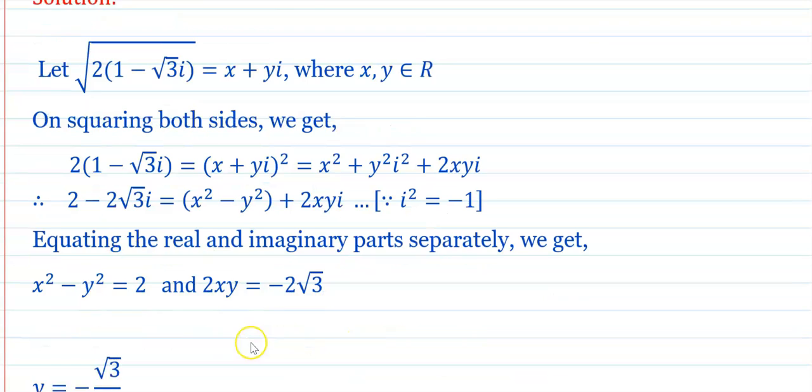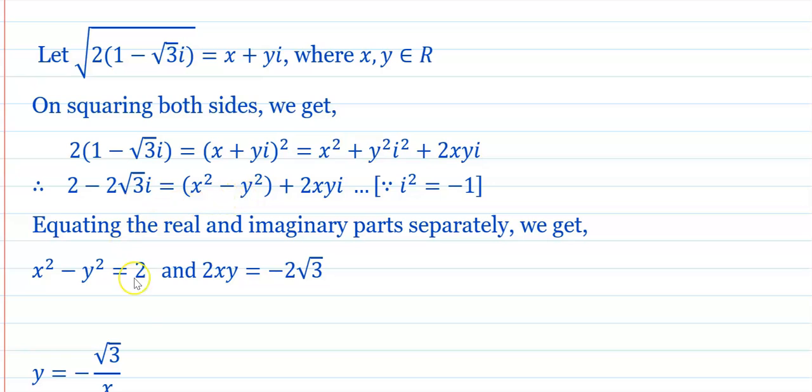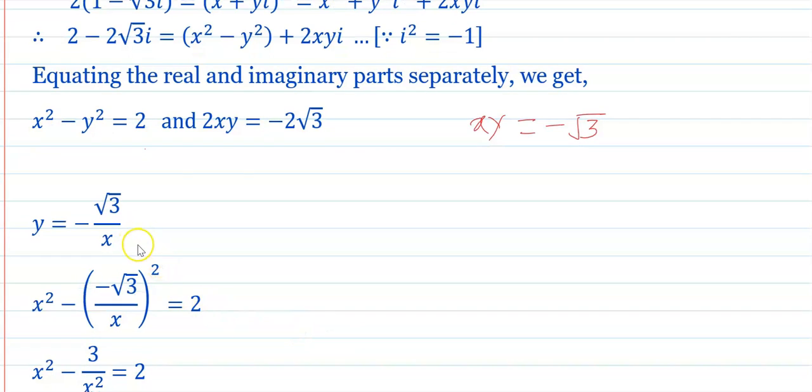Equating the real and imaginary parts, x square minus y square is equal to 2. Next, 2xyi is equal to minus 2 root 3i. Okay, and i gets cancelled. And so you will get 2xy is equal to minus 2 root 3. Therefore, xy is equal to minus root 3. Therefore, y is equal to minus root 3 upon x. Substitute the value of this y here. Therefore, you will get x square minus, root 3 upon x bracket square, is equal to 2.